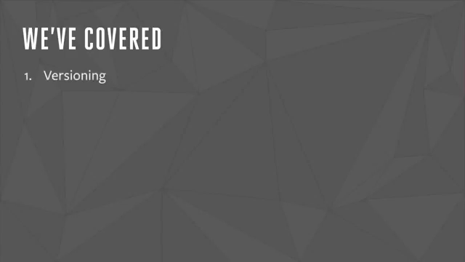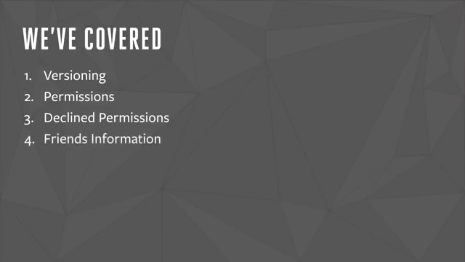So hopefully by now you're armed with all the information you need to upgrade your app to Graph API v2.0 or v2.1. We've covered how versioning works and the timelines you have to upgrade, changes to the permissions you can request, how to handle when people decline permissions in the new Facebook login, changes to how your app accesses friends information, and app-scoped user IDs. So what are the next steps?